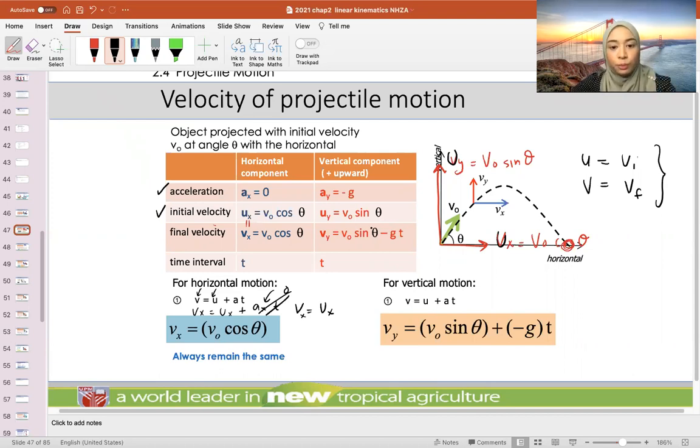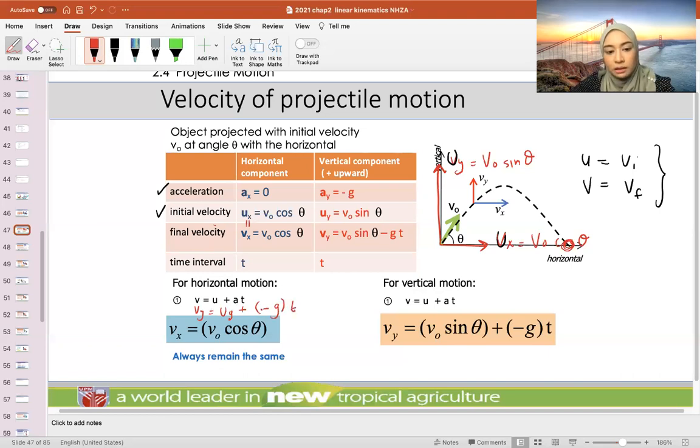Whereas for the y component, your Uy, we initially started with V naught sine theta. For the final, we use the linear kinematic equation again, but for our y component, Vy equals Uy plus minus g, because this is our Ay, minus g, t.